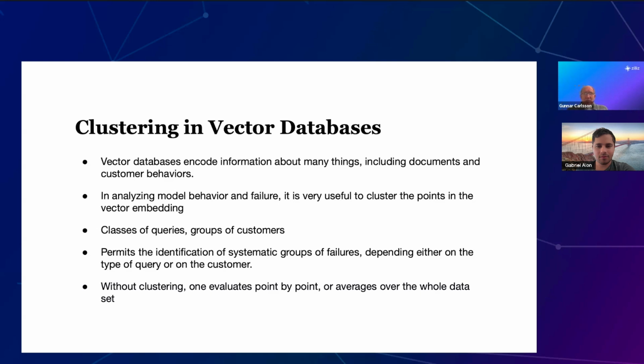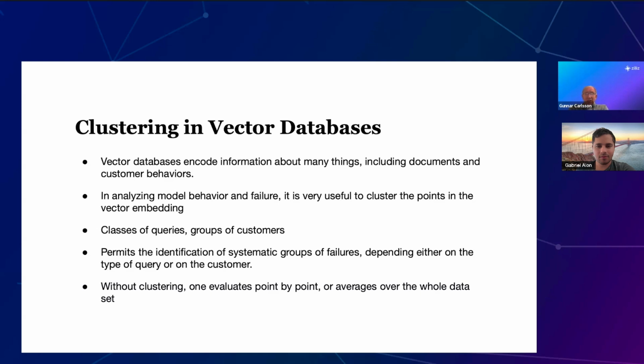And so in analyzing model behavior and failure, it turns out it's very useful to cluster the points in the vector embedding. That is to say, to divide it into groups, but a number of groups which is much smaller than the collection of points in the data set. So you might take something with 1,000 points and cluster it into 5 groups. And that could be classes of queries, groups of queries, but it could also be groups of customers that you're trying to understand. So this permits the identification of systematic groups of failure, again depending either on the query or on the customer.